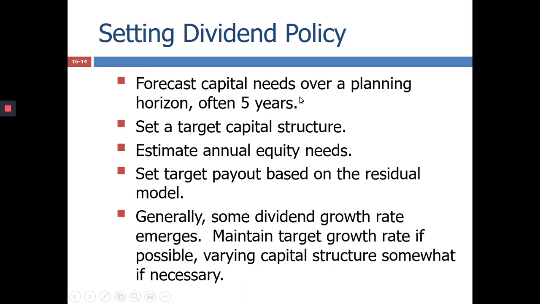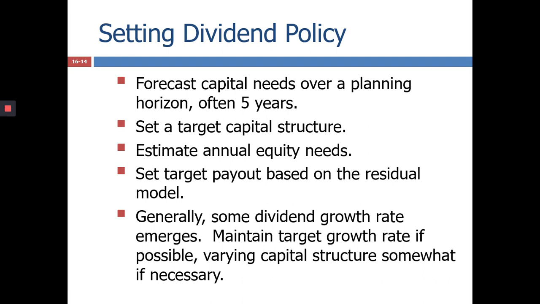For example, let's say you need 100 million for your capital budgeting for the next 5 years. For the 100 million, you need to set the target capital structure, which means let's say 50% debt, 50% equity. Which means 50 million to be funded by equity, another 50 million funded by debt. And then you estimate your annual equity needs, which means if you need 50 million equity, then every year you need 10 million.